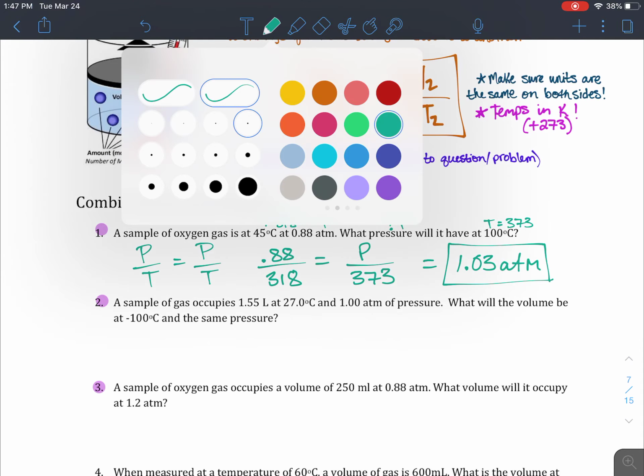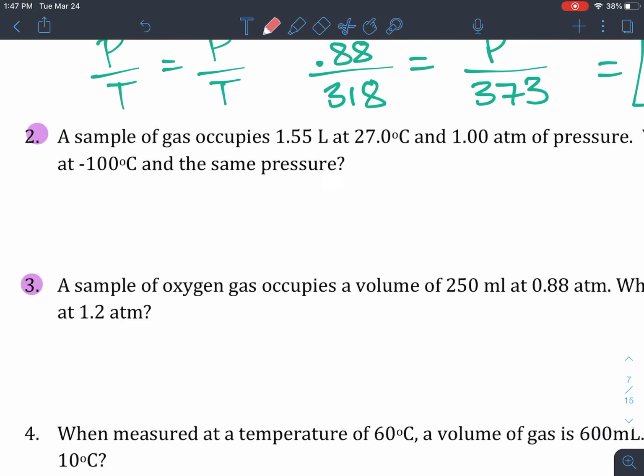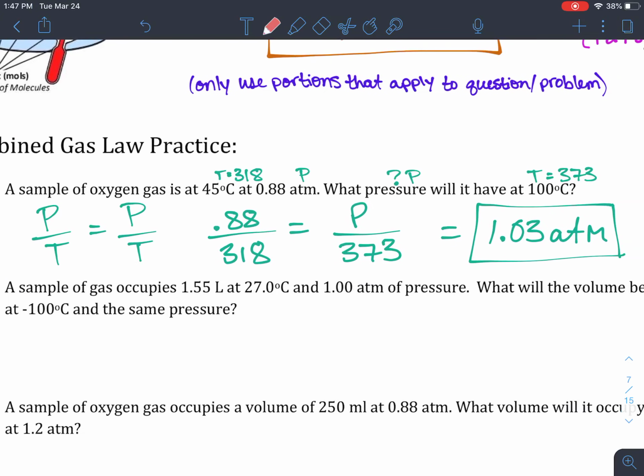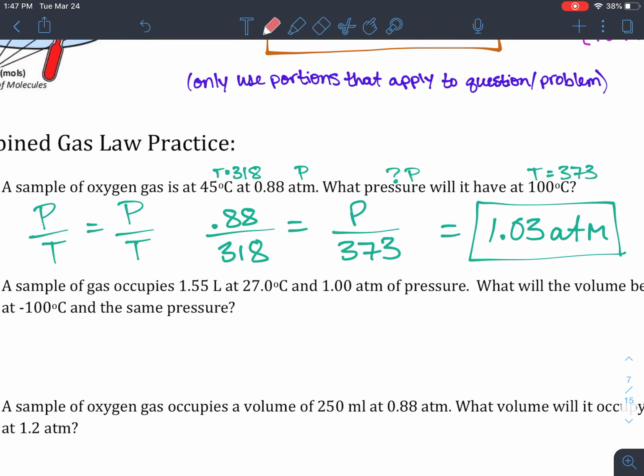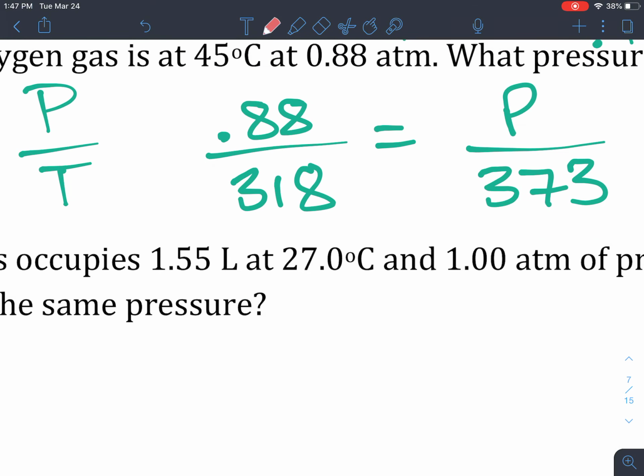The second problem, and this one, it says, oh, and don't worry too much on significant figures. As long as you're getting the right answers, just go to 2 or 3 decimal places. That's fine. Okay. The second one says a sample of gas occupies 1.55 liters.